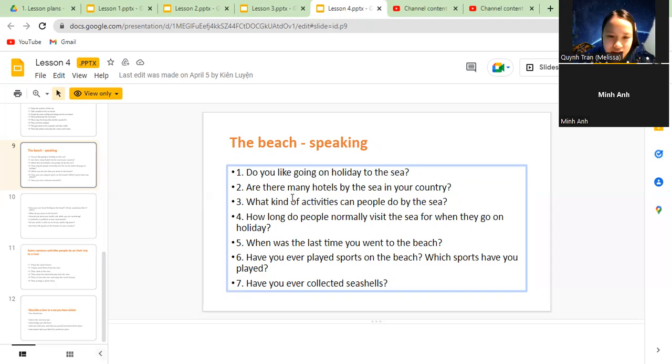Now we're going to do this one. Answer this one: do you like going on holiday to the sea? Based on this technique, I hope that I can answer it immediately. Okay, answer it. I really like going on holiday to the sea, because I can enjoy the moment that I can see the sea, and play around on the sand.